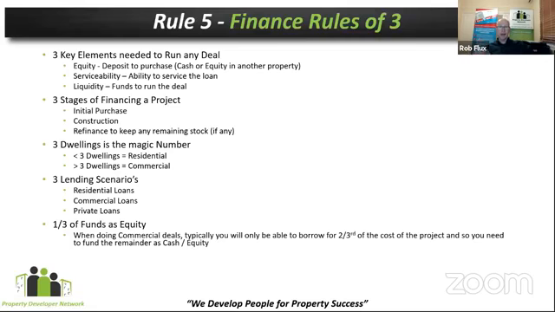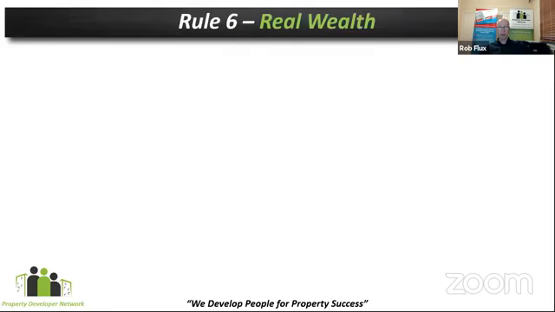As you start to scale your projects and as you start to go into that commercial lending space, you're going to need about 1/3 of your deal as equity sitting in the deal in order to get the lending for the rest of the deal. Make sure you always consider those as you go if you want to make sure that you're able to take your project all the way through to construction. So that is rule number 5, our finance rules of 3.